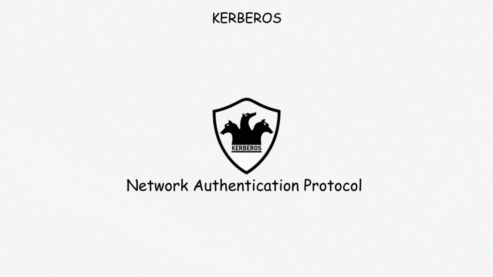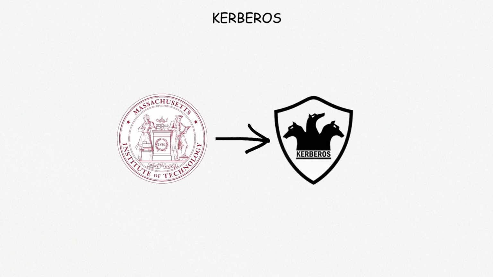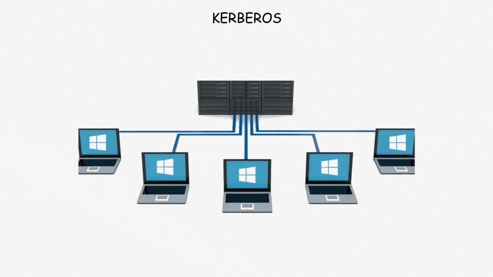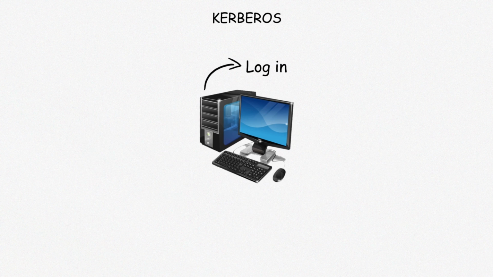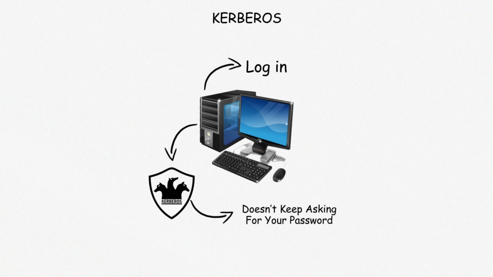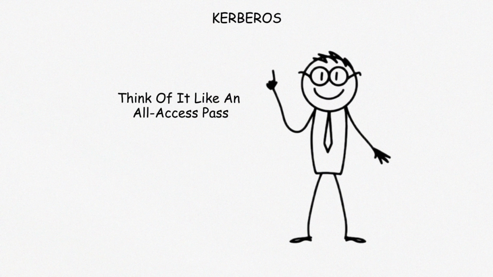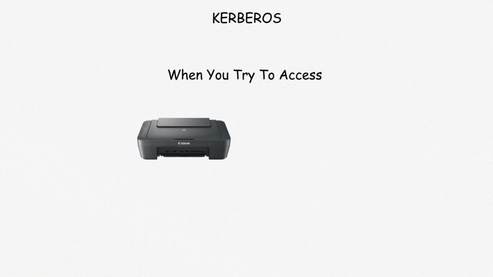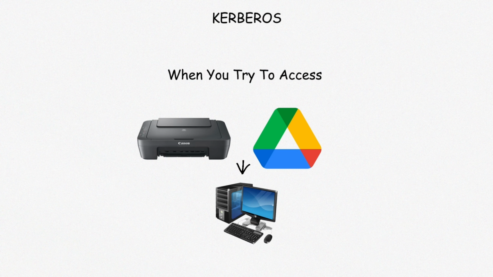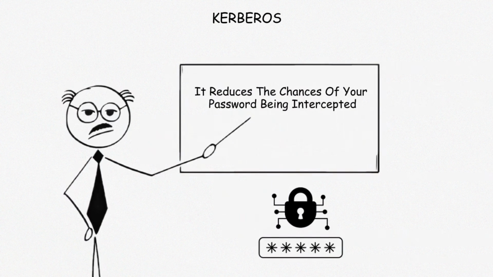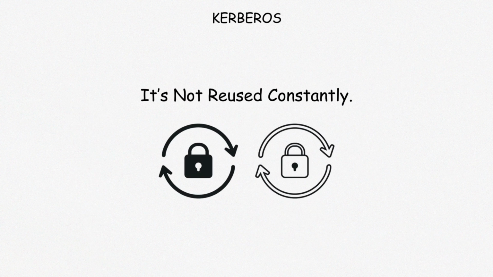Kerberos is a network authentication protocol that uses tickets instead of passwords. It was originally developed at MIT and is widely used in enterprise environments, especially in Windows domains. When you log into your computer, Kerberos doesn't keep asking for your password for every service. Instead, it gives you a time-limited ticket-granting ticket, TGT. Think of it like an all-access pass. When you try to access the printer or shared drive, your system presents that ticket, and if it's still valid, you're in. It reduces the chances of your password being intercepted, since it's not reused constantly.